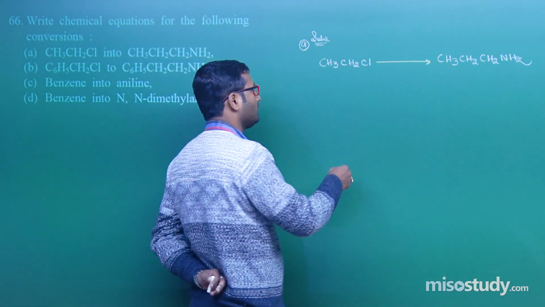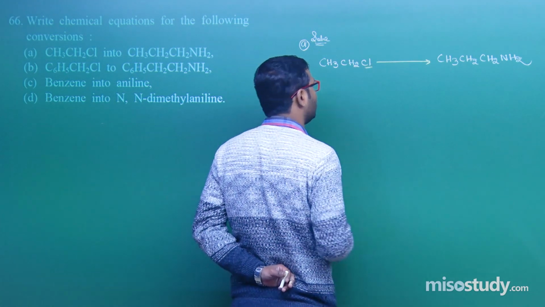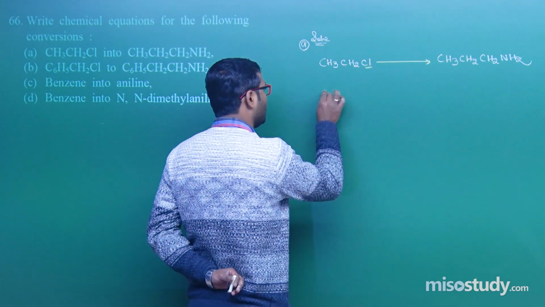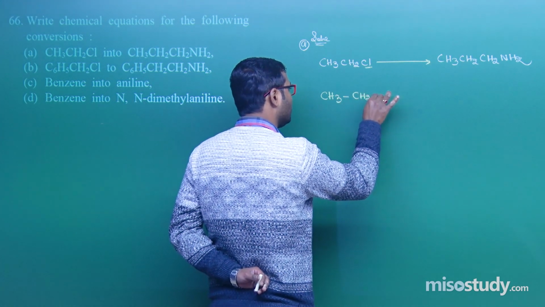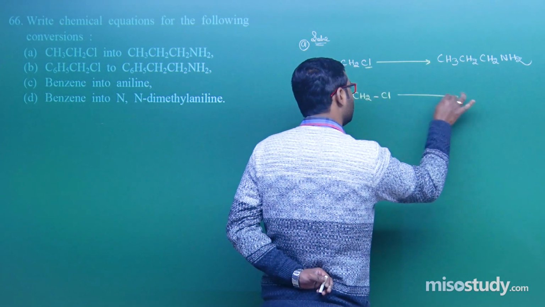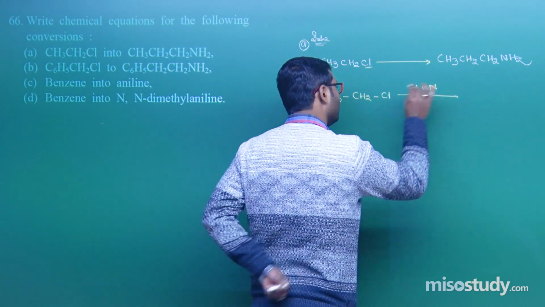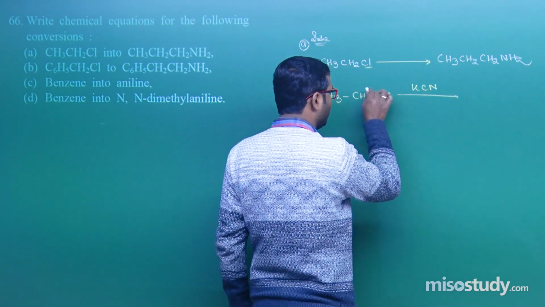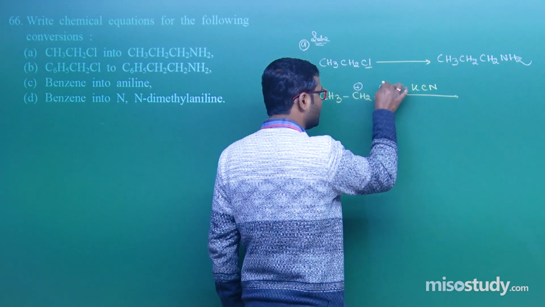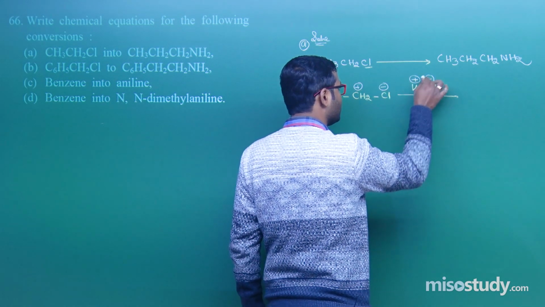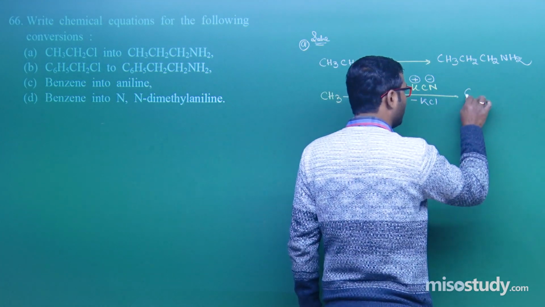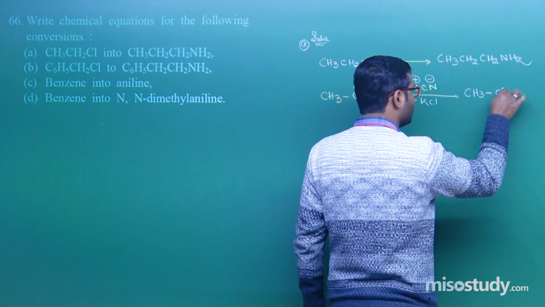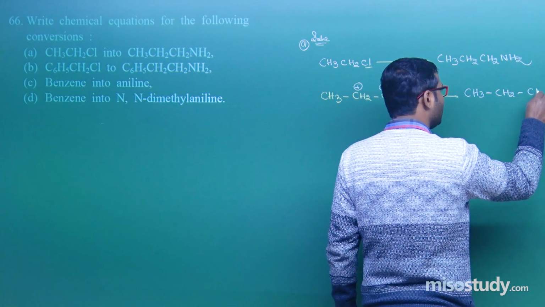That is, you have to convert this Cl into NH2. Okay, let me do it again. First of all, we have to increase 1 more carbon. When it is treated with KCN, then what will happen? Again, this one is plus and this one is minus. K will come towards Cl, it will form KCl, and the product will be CH3CH2CN.